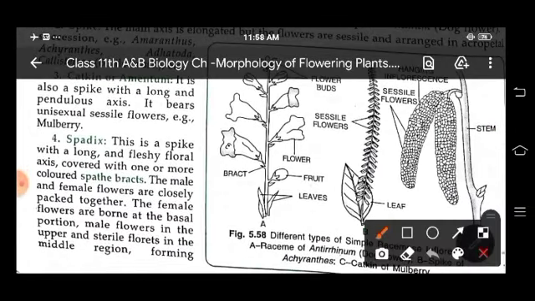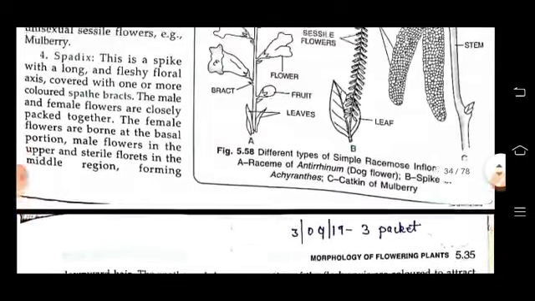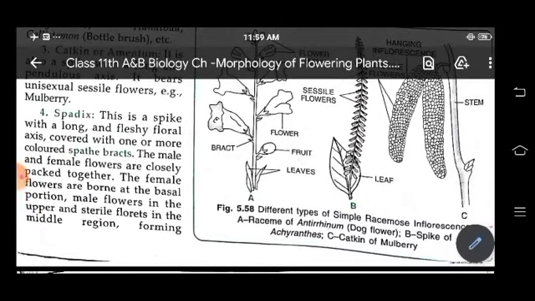Spadix, so the spadix is long and it has a fleshy floral axis which is covered with one or more colored spathe bracts. The male and female flowers are closely packed. Female flowers are borne at the basal portion, whereas male flowers are borne in the upper portion, and there are sterile florets in the middle region. So here children, see figure 5.58, different types of raceme inflorescence.